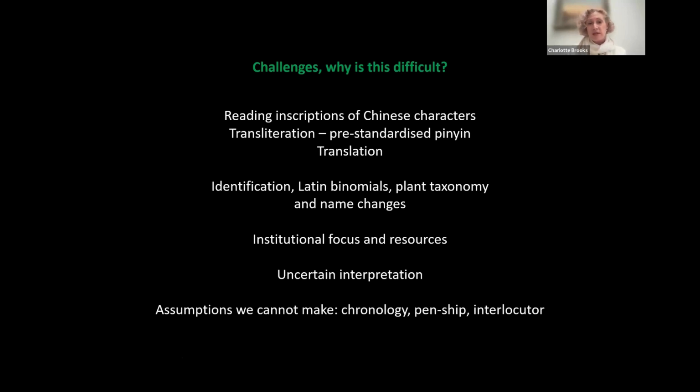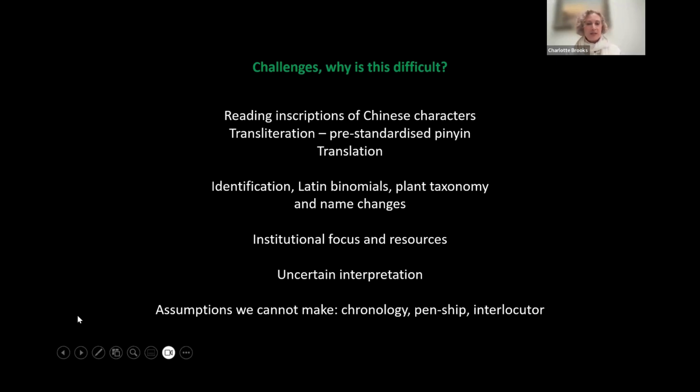When we read these characters, obviously the inscriptions are quite different. They're made by different hands. The transliteration is pre-standardized Pinyin. And we also have changes in plant names and plant taxonomy to deal with as well. Quite often there are uncertain interpretations. And so what we want to try and do is make sure that we work with the right people to make sure we capture the right information and we don't add another level of obfuscation there.